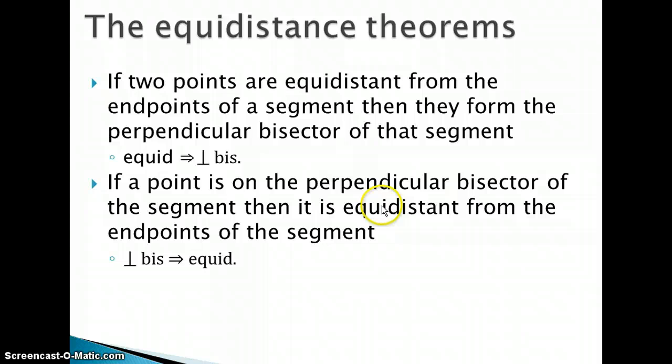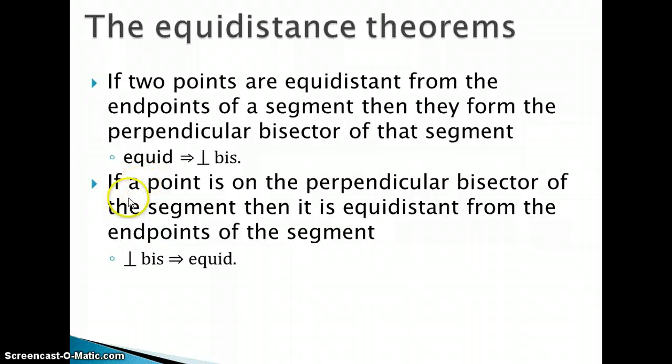Our shortcuts are this. The equidistance theorem says if 2 points are equidistant from the endpoints of a segment, then they form the perpendicular bisector of the segment. The way we're going to write this in the proof is equidistance implies perpendicular bisector. So thinking about that last example, two segments congruent gave us one equidistant point. If we need 2 points equidistant, we're going to need two pairs of congruent segments to establish those equidistant points.